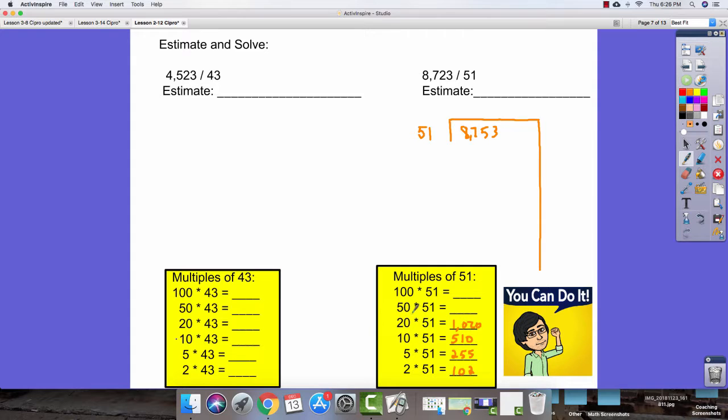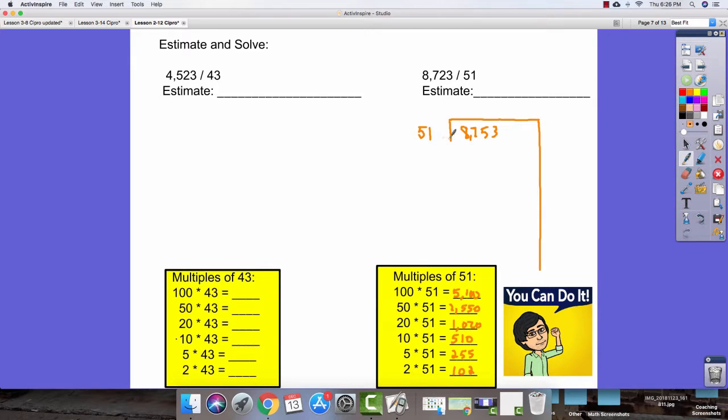And then do 50 times 51. If you know 5 times 51 is 255, for 50 times 51 you just need to append a 0. 2,550. And then 100 times 51, well, if you know 10 times 51 is 510, 100 times 51 means it's 5,100.